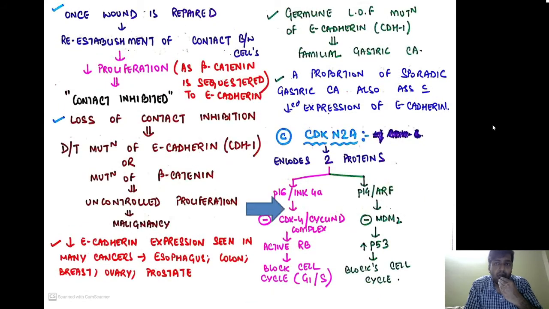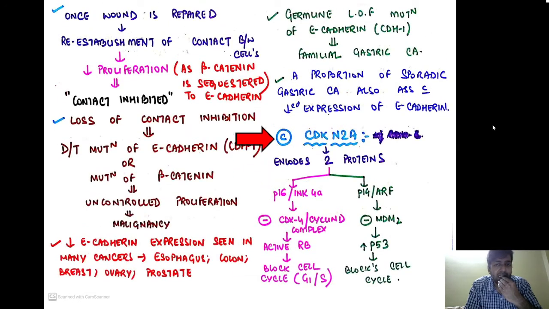Okay. Now remember, germline loss of function mutation of E-cadherin, that is CDH1, is found in familial gastric carcinomas. And remember that a proportion of sporadic gastric cancers also are associated with a reduced expression of E-cadherin. So whenever the mutation is germline or inheritable, it will lead to familial cancers. And whenever it is somatic or sporadic, they can also show some loss of function mutation, but it is sporadic, it is not germline. So both in case of familial cancers as well as in case of sporadic cancers, loss of function mutation of E-cadherin will lead to malignancy.